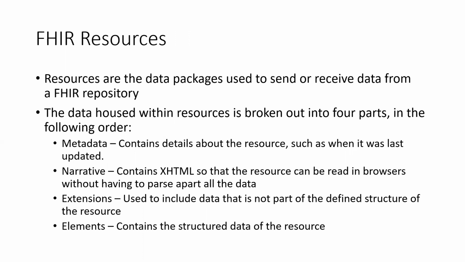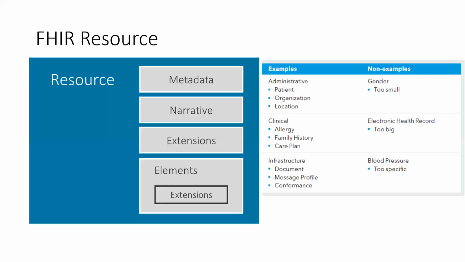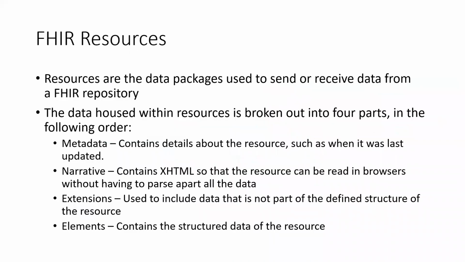Let's quickly jump to what FHIR resources are. Resources are the data packages used to send or retrieve data from any FHIR repository. Resources are meant to capture a meaningful amount of data. For example, this picture shows a resource, and it has metadata, narrative, extensions, elements, and everything. The data housed within resources is broken into four parts that we discussed: metadata, narrative, extension, and element. So element is exactly what we're going to go through next.